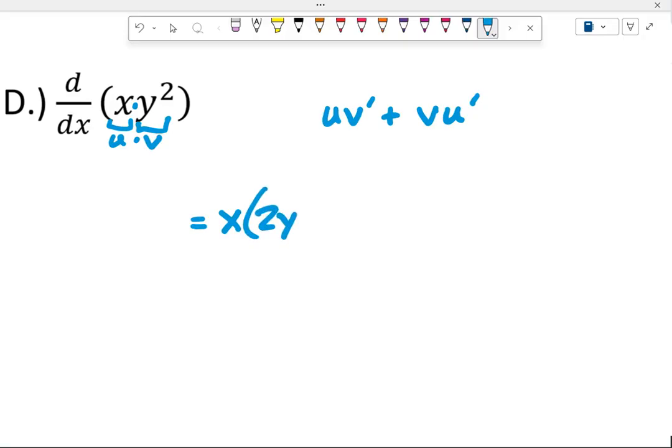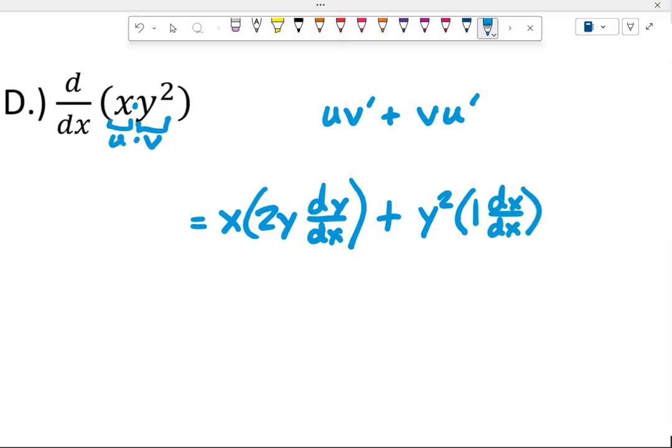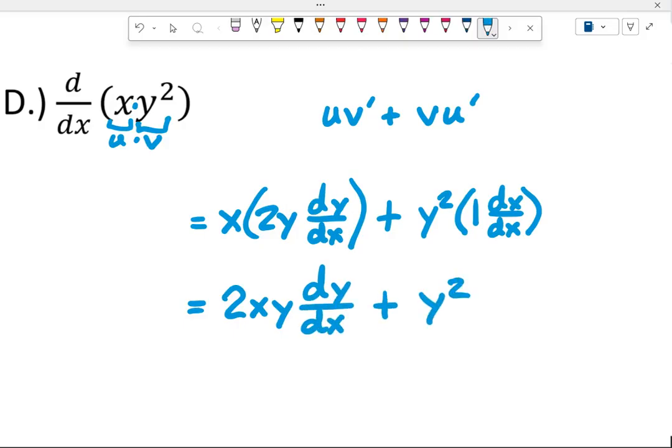2y. But I took the derivative of y, so what do I need? dy over dx. Whenever we take the derivative of y, we have to have dy dx. Always. Plus, what's v? y squared. Times, what's u prime? 1. Technically the dx over dx, right? But what is dx over dx? So it goes away. So that would simplify to 2xy dy over dx plus just y squared.